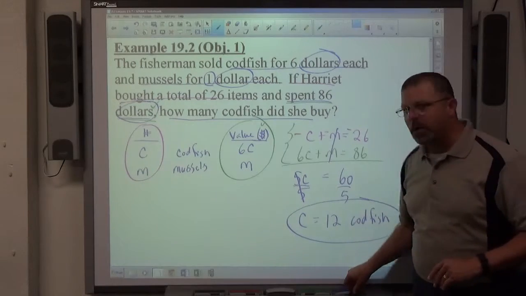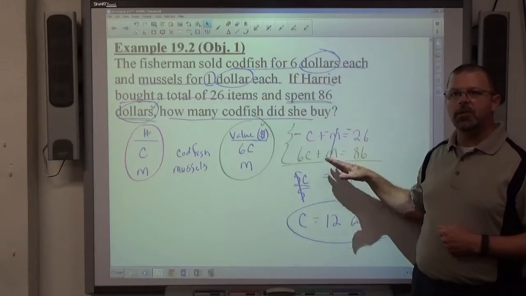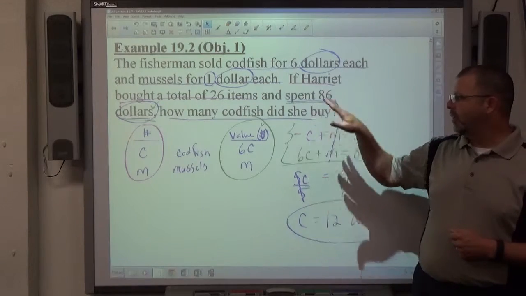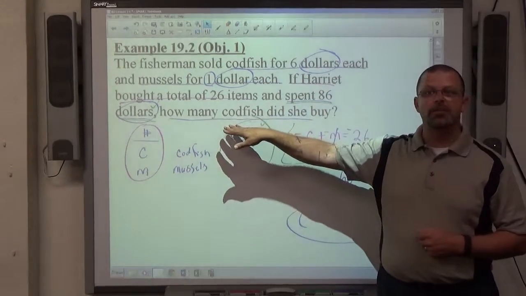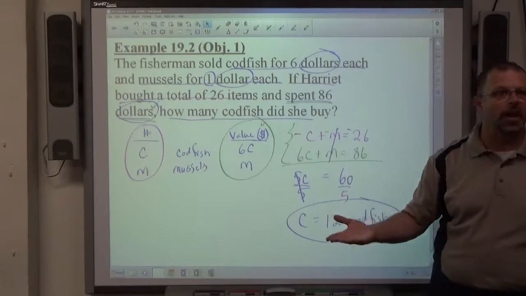One thing you can consider on these problems, they are only asking for one thing. Whatever variable you eliminate, you always find the other one. So if you're seeing that it's asking for codfish, make sure you get rid of M, even if it's not the easier one to get rid of. Then you're finding exactly what you're looking for.